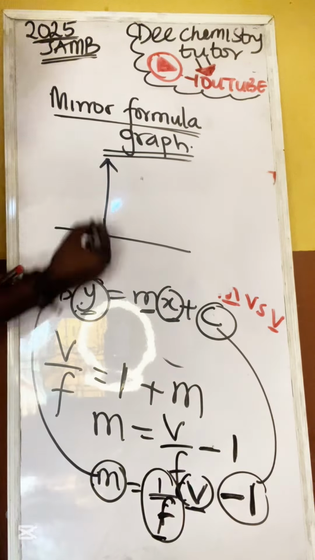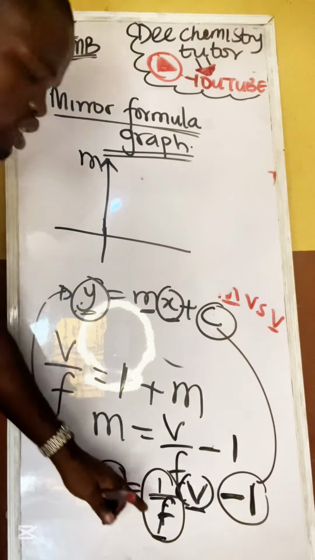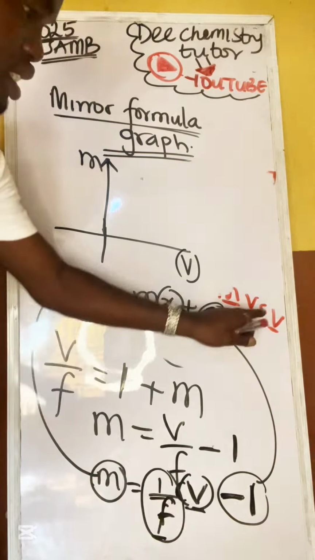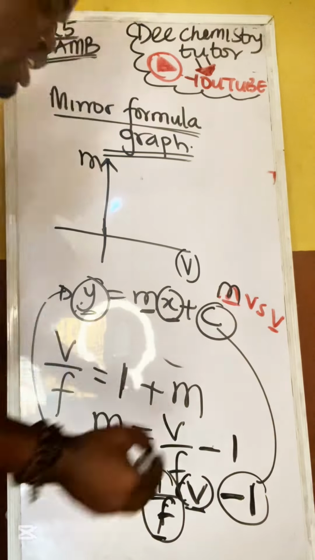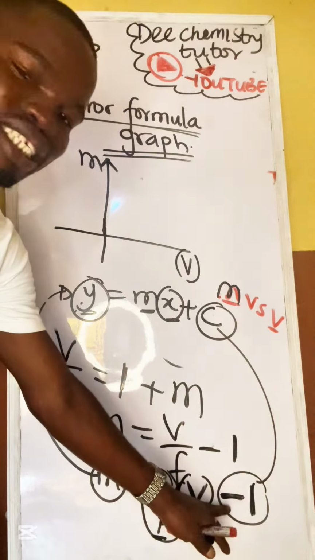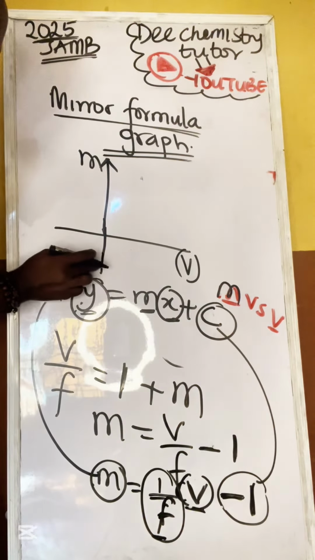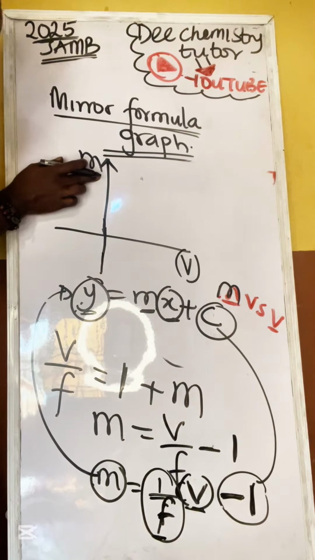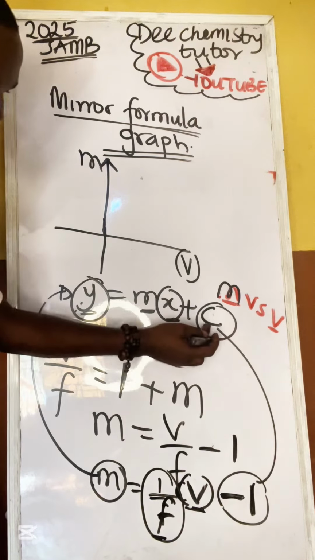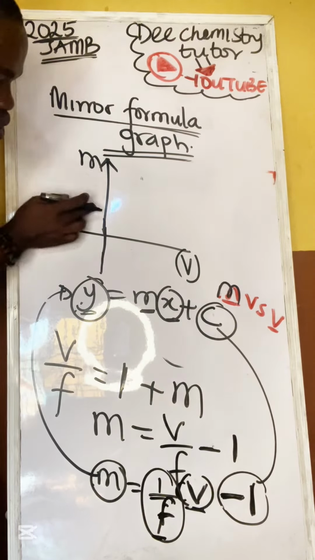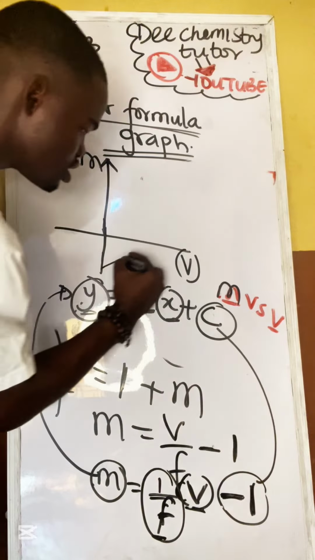So this y will be m, which is magnification. Then the v will be here, which is your x-axis, m against v. Now, don't forget, because the y-intercept is negative, this is the negative axis of y. This is the positive axis of y, which in this case is the m-intercept, because m is our y-axis. So it will go like this.